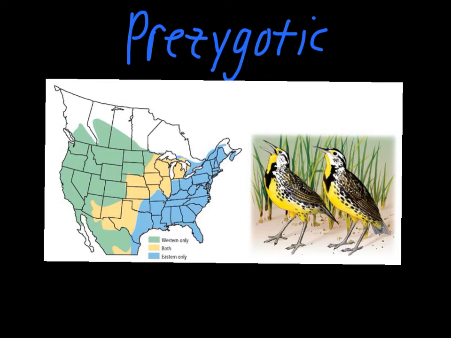This is isolating them from each other before they have a chance to form that zygote, before they have a chance to fertilize an egg and create an offspring. So in this case, anything that's going to prevent the species from interacting with one another early enough to create an offspring is going to be something in the pre-zygotic stage. Once we look at post-zygotic, I think that will help clarify this a little bit more.